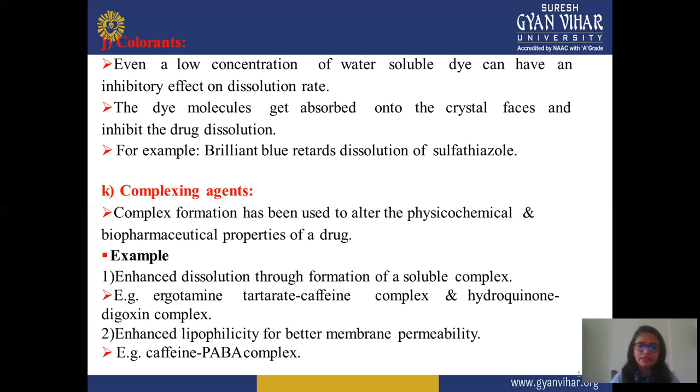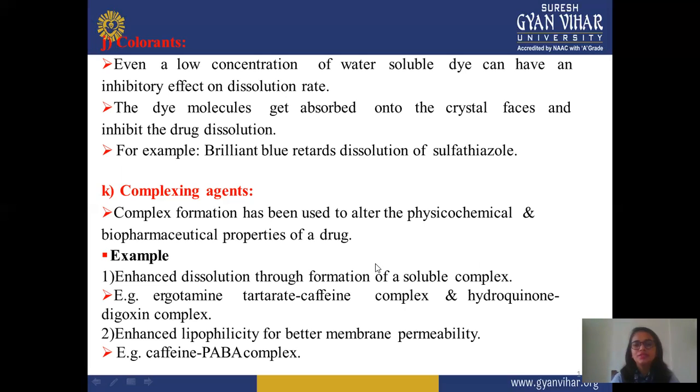And next is complexing agent. In a complex formulation, it is used to alter the physicochemical and pharmaceutical properties of the drug. In this, dissolution is enhanced through formation of a soluble complex. Examples are glutamine, tartaric caffeine complex, and the complex of hydroquinone and digoxin. And these are the examples.